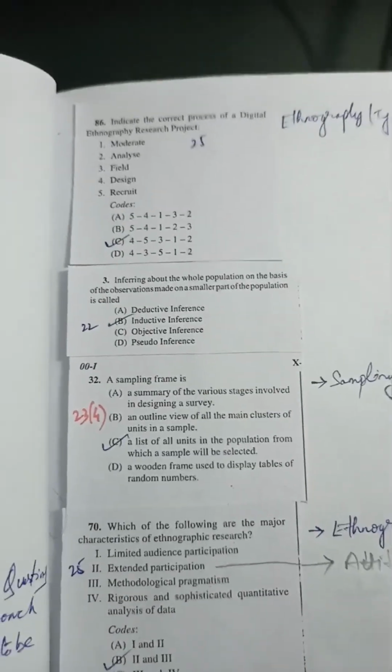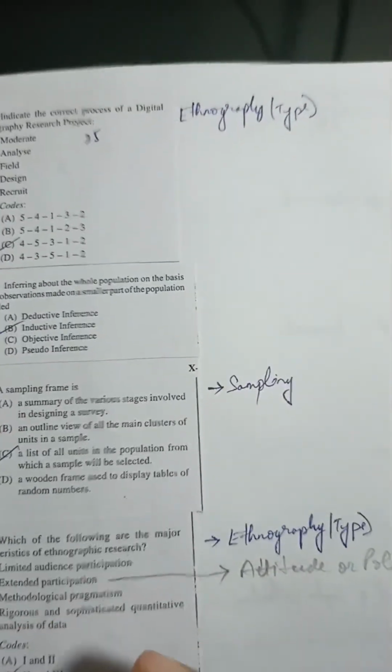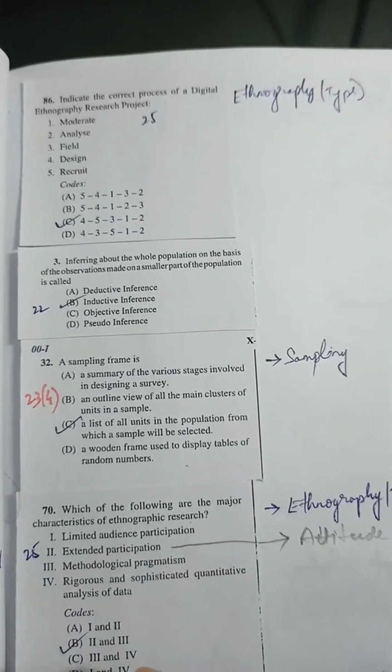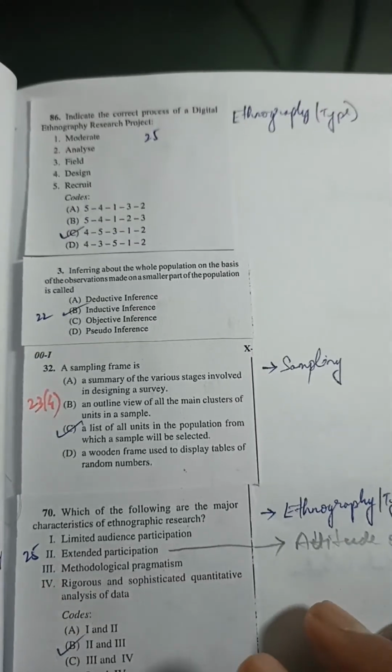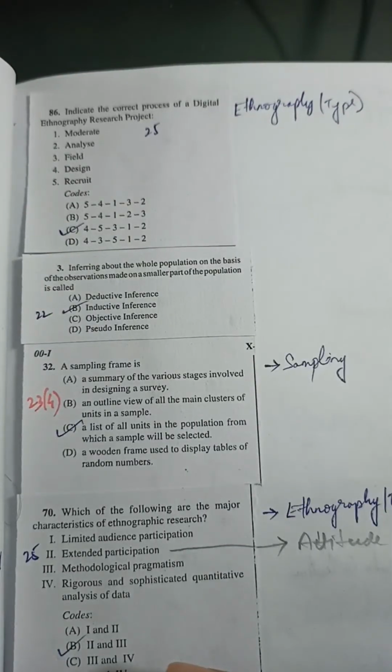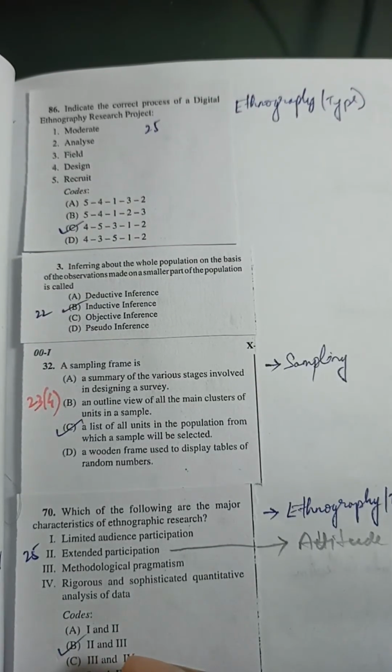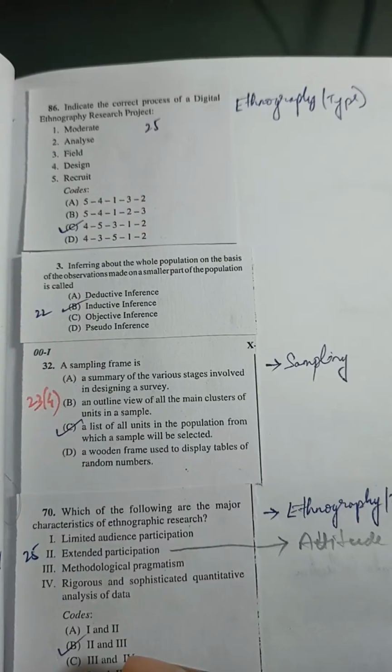Okay, I think it's clear now. So what are they stating? Identify the correct process of a digital ethnography research project. The right chronology will be: first of all we have to design, then recruit, after that identify the field, and after designing, recruiting and identifying the field, we moderate, and after moderating we analyze.